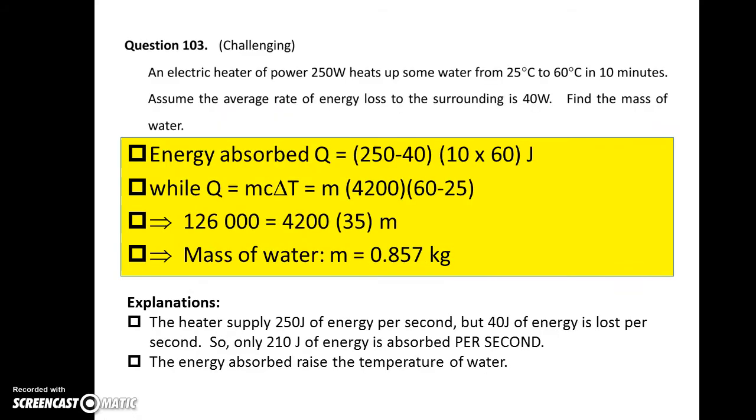Question 103. It is an electric heater that provides a power of 250 watts. However, energy is being lost to the surroundings at 40 watts. That means in each second, the heater provides 250 joules of energy, but 40 joules of energy is lost. So only 210 joules of energy is absorbed by the water in each second. Altogether, in 10 minutes, there are 600 seconds. We may calculate the total energy absorbed by the water in this way, and that will raise the temperature of water by 35 degrees Celsius. And in this way, you may calculate the mass of water.